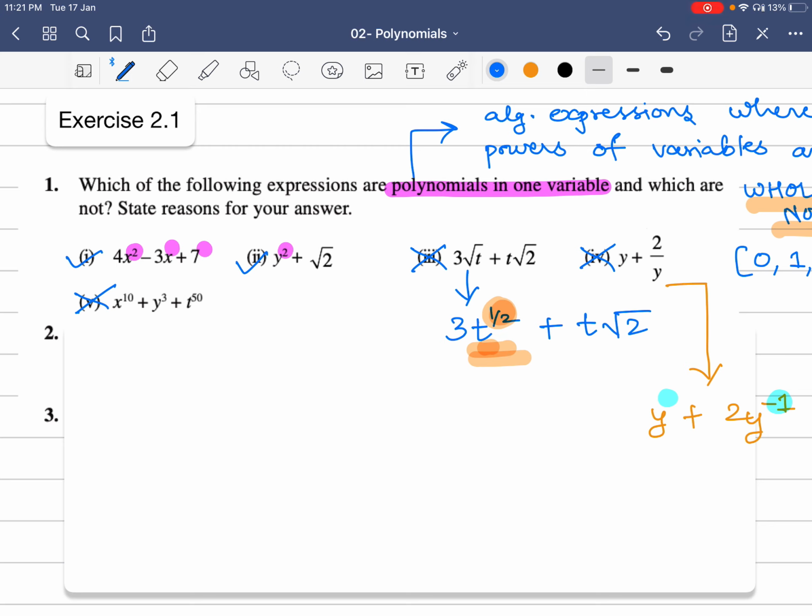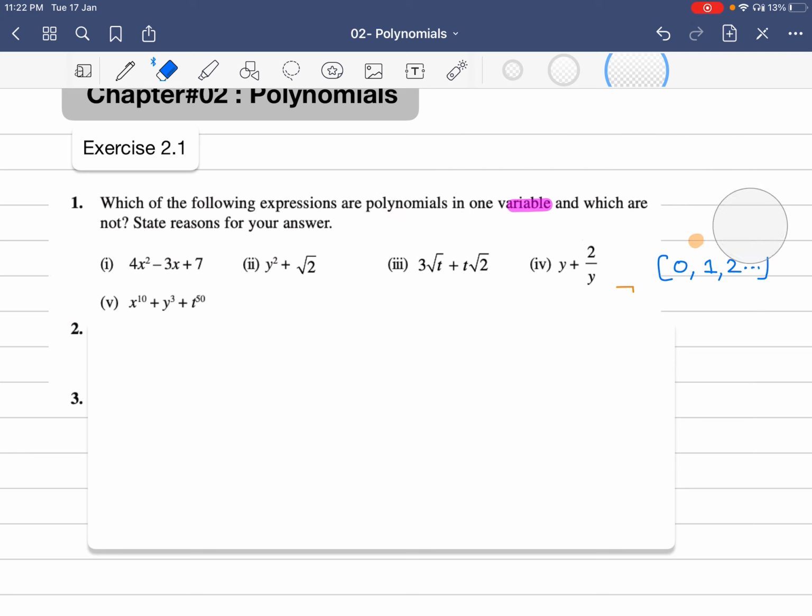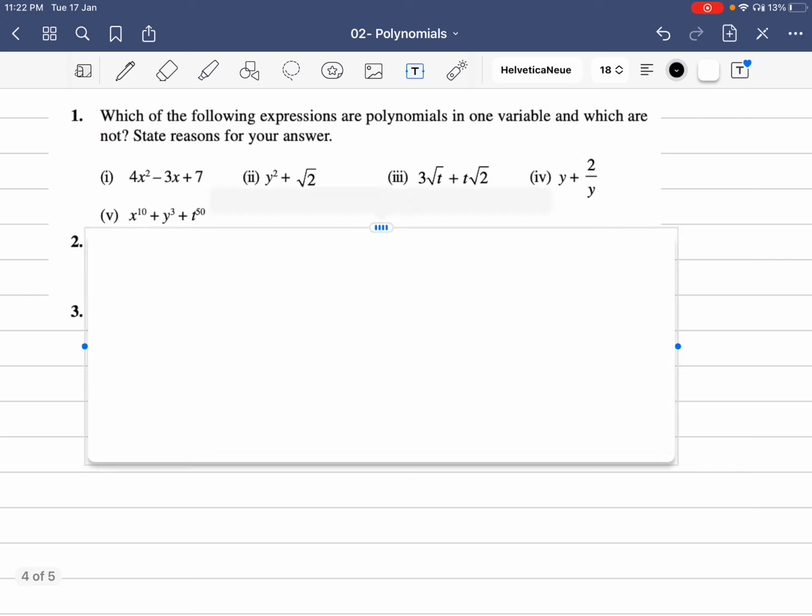So thus only first and second are the valid polynomials in one variable, and third, fourth and fifth are invalid. So this is the answer for the first question. Let's strike it out, clear this up. Now next we go to question number 2.